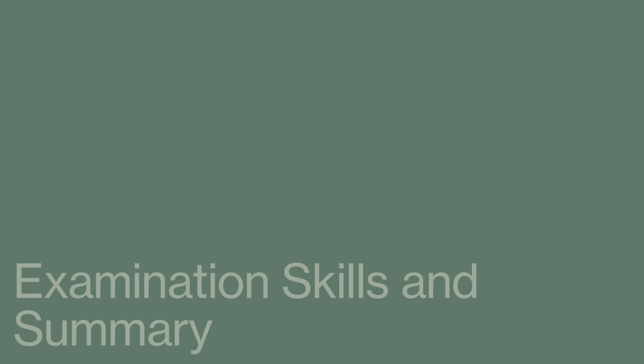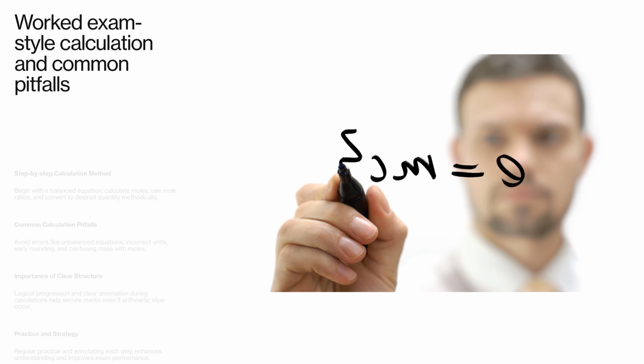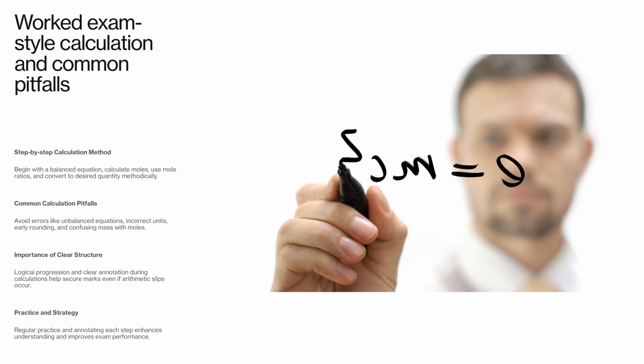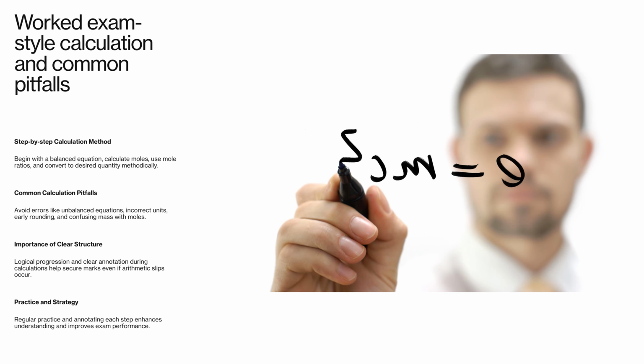Worked exam-style calculation and common pitfalls. Summary of key equations and revision tips. A typical exam question on amount of substance may combine several ideas, such as mass to mole conversion, mole ratios, and percentage yield. For example, students might calculate the mass of product formed from a given mass of reactant and then determine the percentage yield using experimental data.